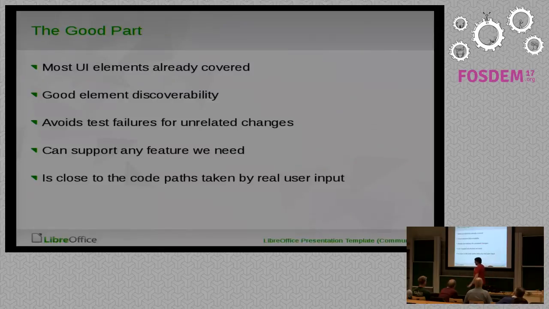So, what's good about the framework? Most of our UI elements are already covered. So most of the stuff that you find in a dialogue has part of this introspection library support. The elements are easily discoverable by the framework, so you can address them. Most of them have an ID. Some of them have none yet, especially the ones that we create and don't load from UI files. That helps also that we don't have any test failures if you just change the dialogue a bit. If our UX guys decide once again, let's redo the dialogue, as long as they keep the ID, yeah, the test will still work.